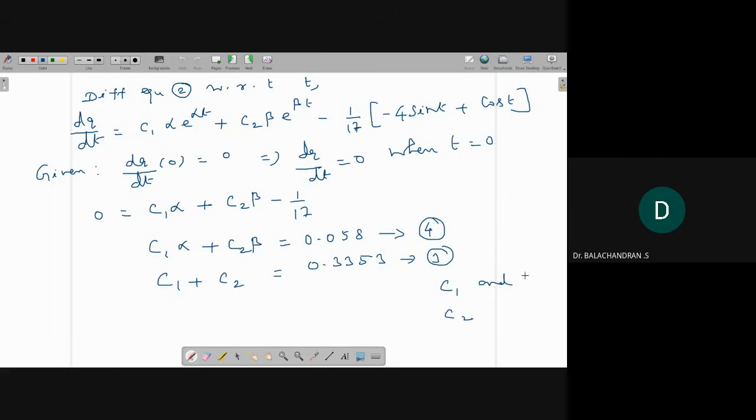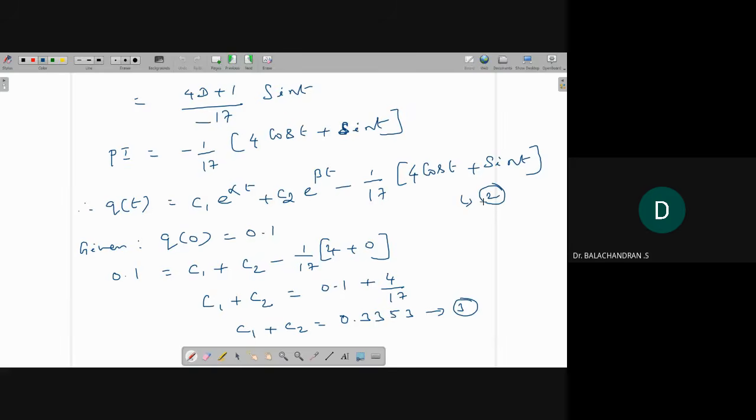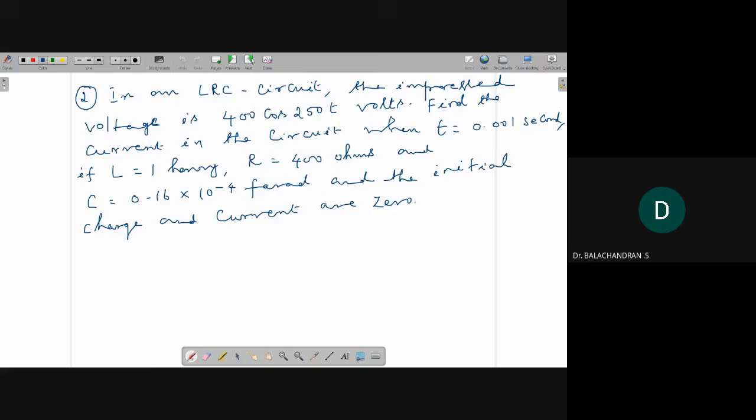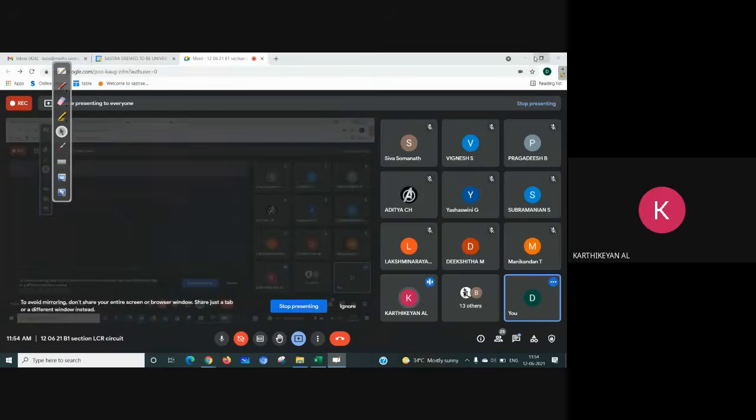Once you get the values of C1 and C2, substitute them in equation number 2. So it is just a calculation, I don't want to spend time here, so I will go to the next one. Okay, so now please tell, C1, C2 answer.